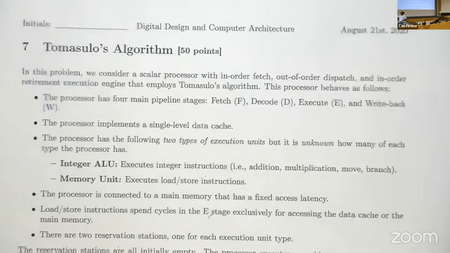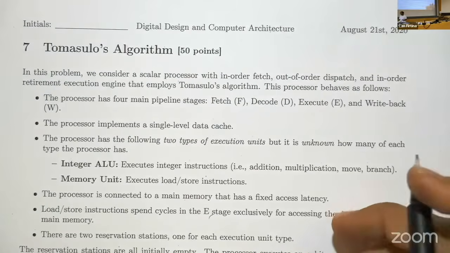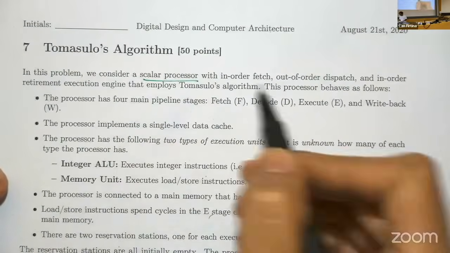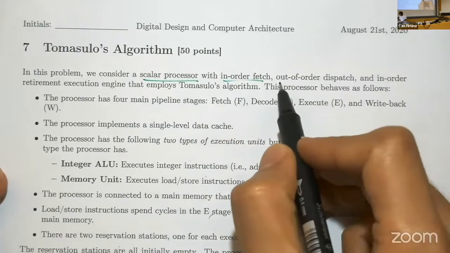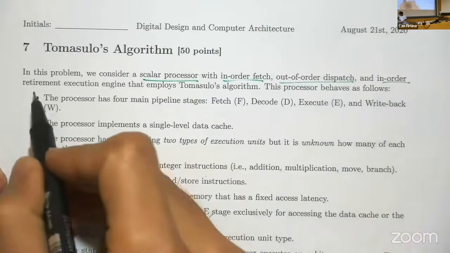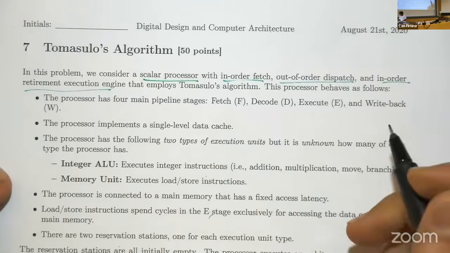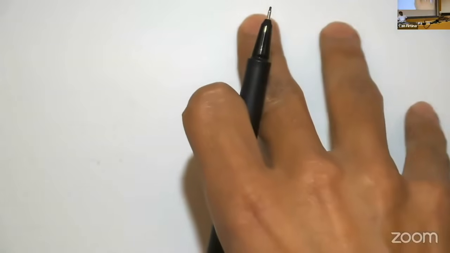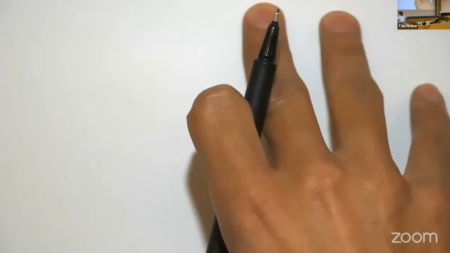Okay, so as I just said, read the question carefully. We consider a scalar processor with in-order fetch, out-of-order dispatch, and in-order retirement execution engine. All right, so you have... I can write on this? Not on this, right?